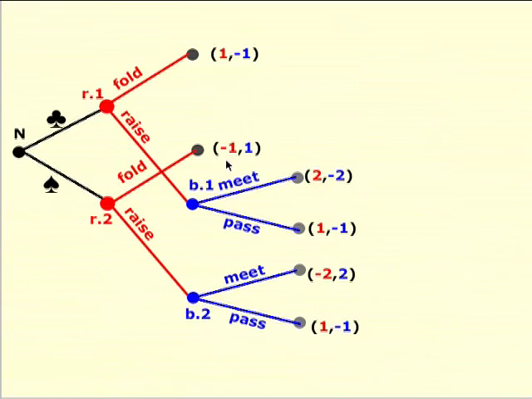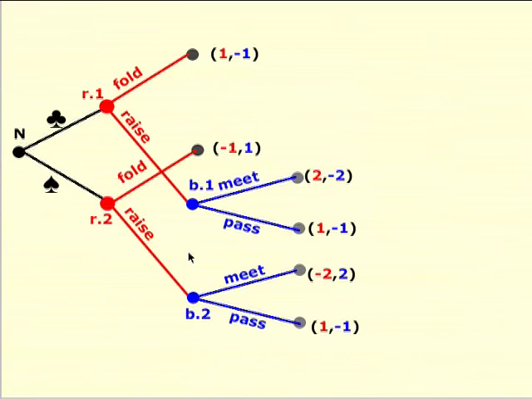So that's just as she folds. The fold is the simple part. Let's see what happens if she raises. The idea with a raise is that it turns the game over to the blue player. When there's a raise, the red player is inviting the blue player to stay in the game by putting another dollar in the pot. The blue player gets to either meet that by putting another dollar in the pot, or fold.